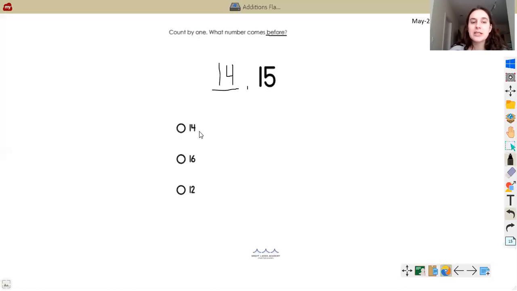15. So I see that A says 14, and I know that 14 is right because, again, we are looking for the number that comes before. If we were looking for the number that comes after, I would go 14, 15, 16, and 16 comes after, but our problem tells us before. So 14 comes before 15, or 15 and 1 less is 14.